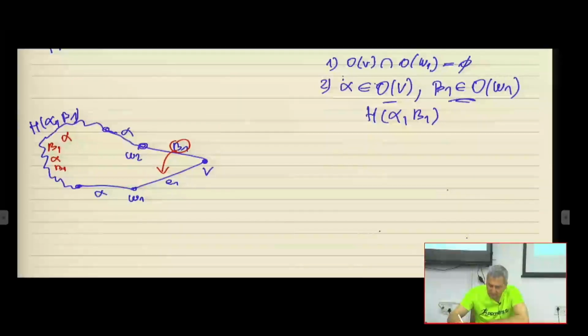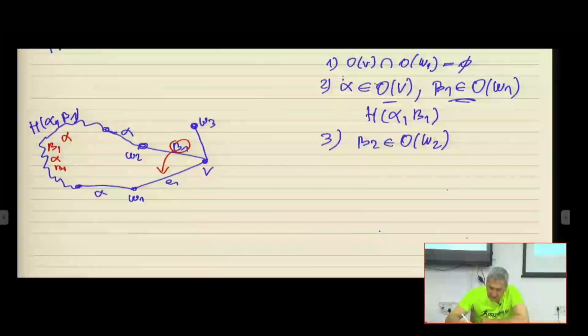But then at W2, some color is missing. And now V and W2 will have empty intersection of the missing colors. So let's say beta 2 is missing at W2, so it belongs to OW2. And we know that beta 2 must appear at V. If beta 2 doesn't appear at V, we put beta 2 here and we are done. So beta 2 must appear here. So we have some edge here, W3. This is E2, this is E3, and beta 2 appears here at V.